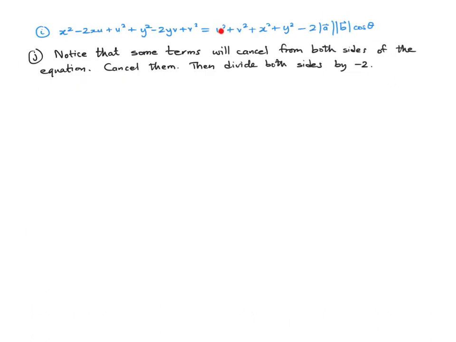So here's the result we had from part I. Part J says, notice that some terms will cancel from both sides of the equation. Cancel them. Then divide both sides by -2. So again, I'm going to have you pause the video, do what the instructions are telling you, and then check your answer when you're done.